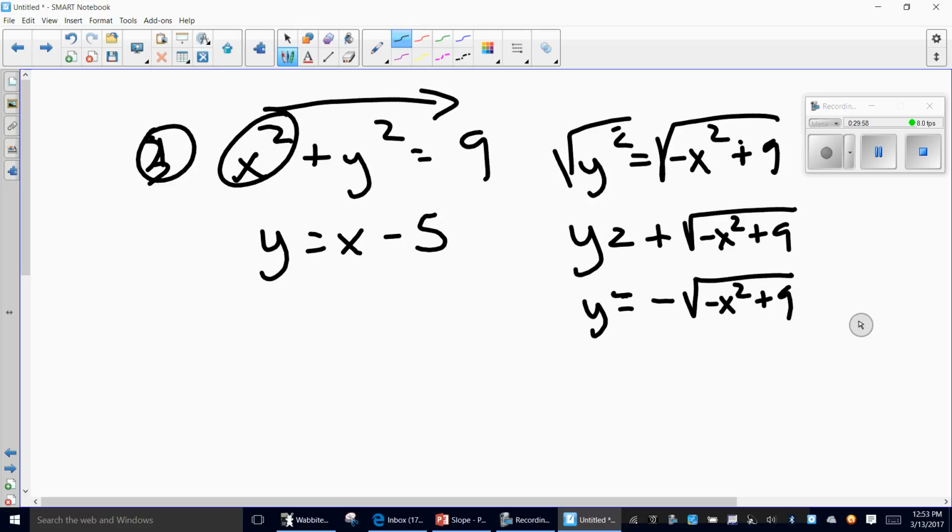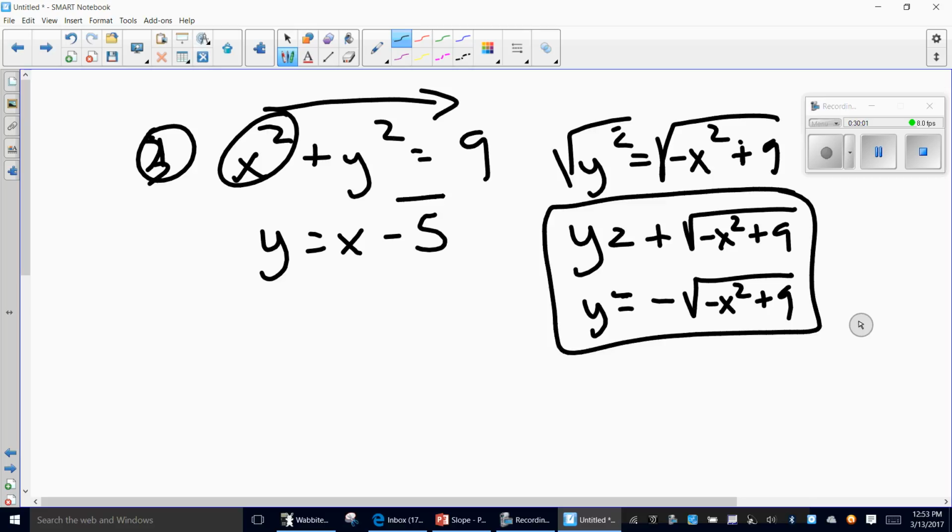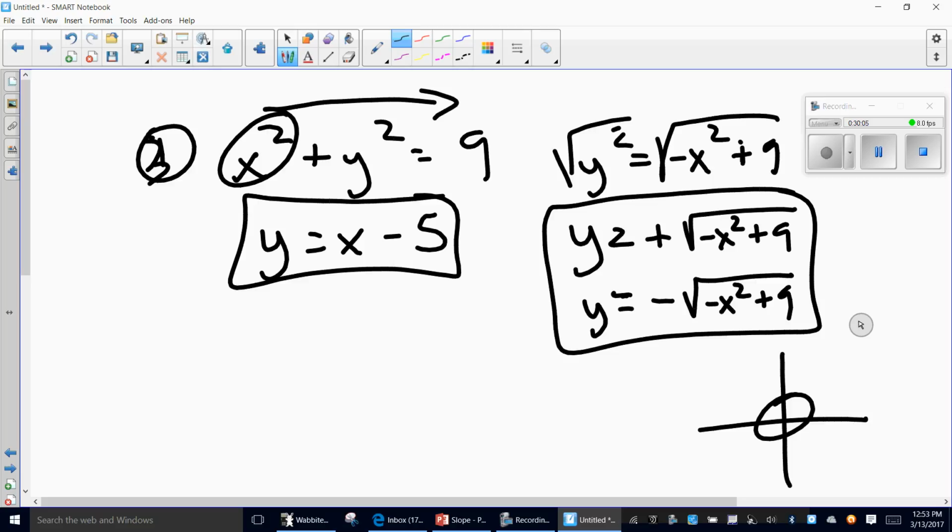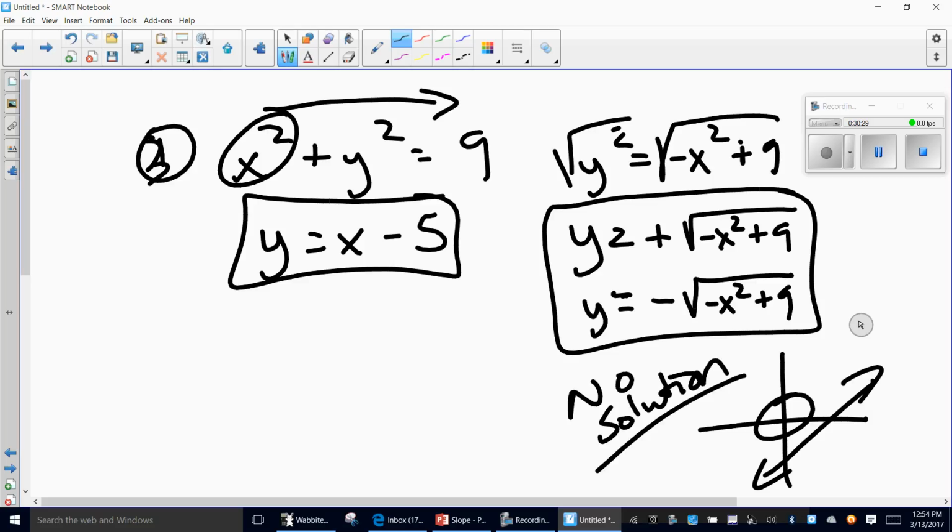And you put it into your calculator. If you put those two and this one into your calculator, I believe you end up with something that looks like this. Yay or nay? So where are all the answers for the line? On the line. Where are all the answers for the circle? On the circle. Where are the answers that are on the line and the circle at the same time? There's not any. So graphically, we know that this would be no solution.